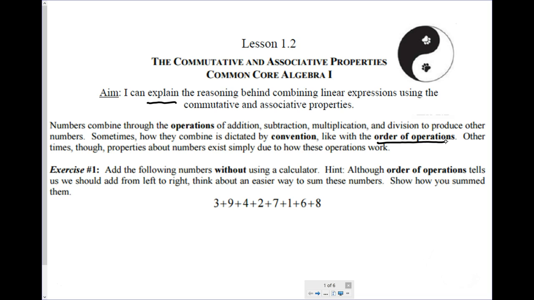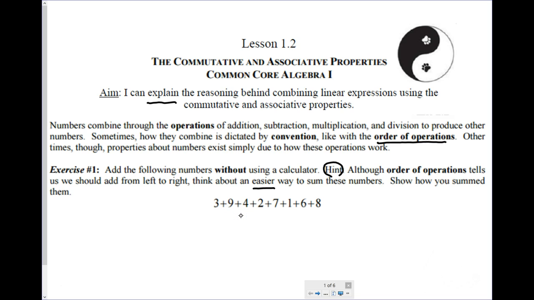Add the following numbers without using a calculator. So put your calculators away, and let's take a look at this expression. The hint: although order of operations tells us we should add from left to right, think about an easier way to sum these numbers. Let's show how you summed them. So I could just do 3 plus 9 and get 12, plus 4 and then get 16, then plus 2 and 18, but that's going to take a while.